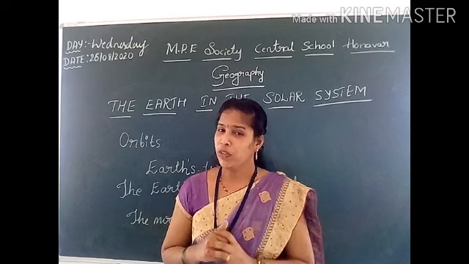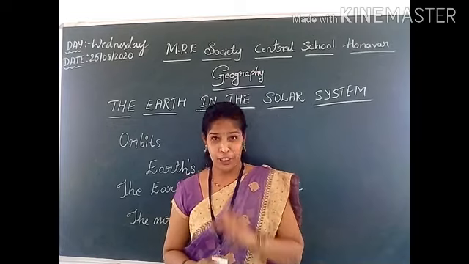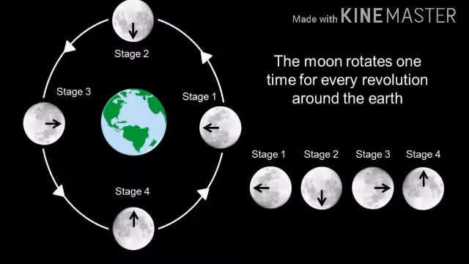Then, why do we see only one side of the moon always? See, look at this picture. In this picture, we can see the movement of the moon around the Earth. The moon moves around the Earth in the same way as the planets move around the Sun. The moon moves around the Earth in about 27 days, and it takes exactly the same time to complete one spin. As a result, we can see only one side of the moon always.